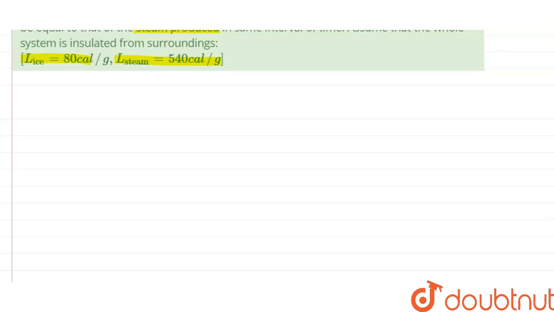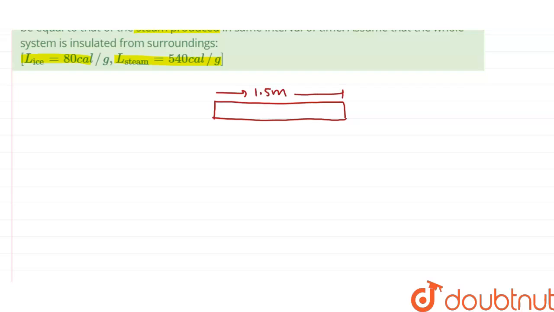In the question they are saying that there is a copper rod. So suppose this is my copper rod having length 1.5 meter. At one end it is ice, so at this end the temperature is 0 degree centigrade, that is ice, and at the other end there is water at 100 degree centigrade.